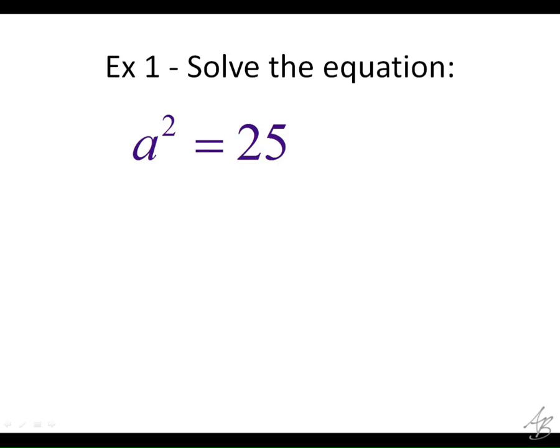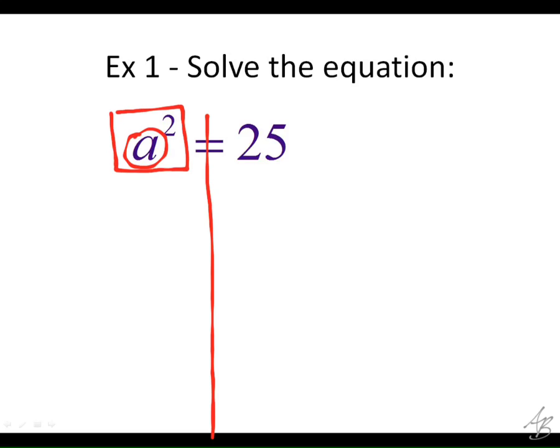Let's jump straight into some examples here. This is a pretty simple one. We have a squared equals 25. First thing we're going to do is circle a variable. Draw a line through the equal sign. With this problem, we don't have to do it, but I'm going to go ahead and do it anyway. I'm going to put a box around the square. Now, the reason I put a box around the square is because I can't get rid of that square until the square is by itself.